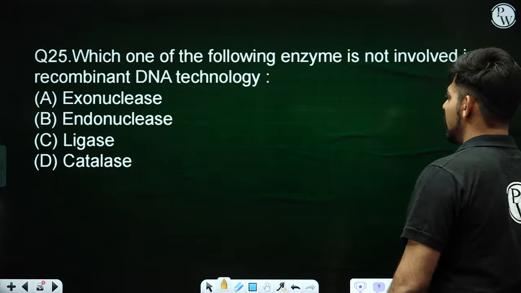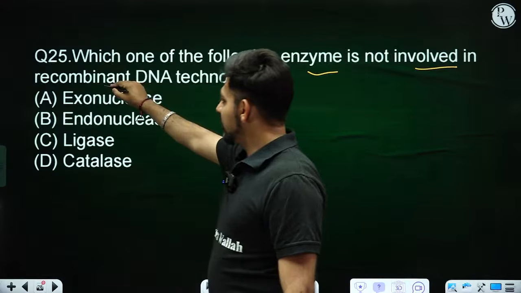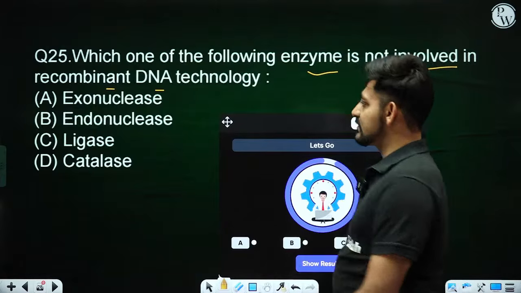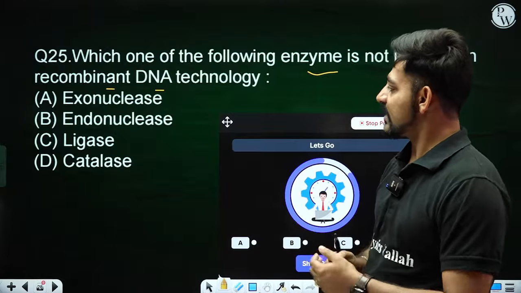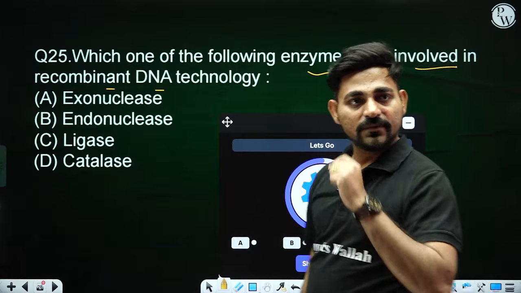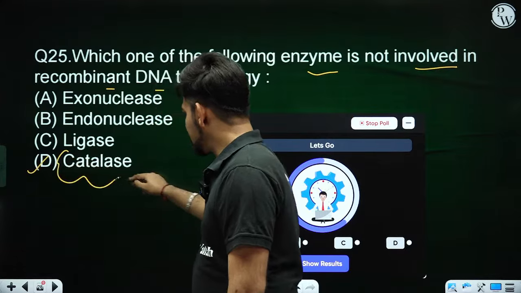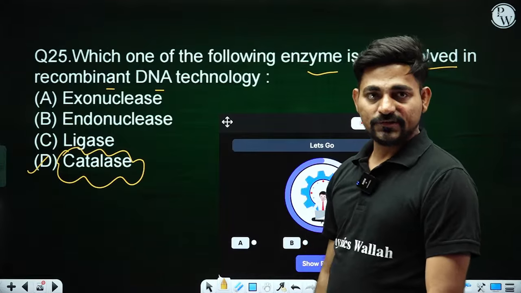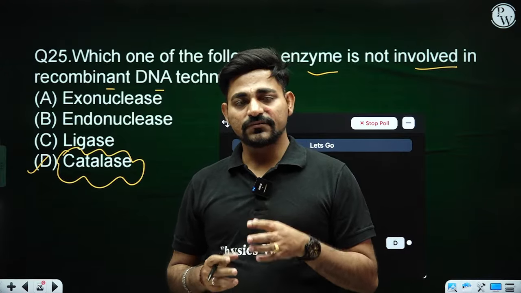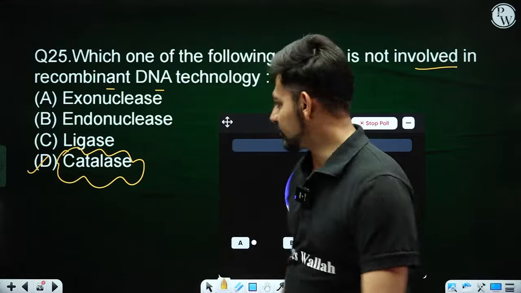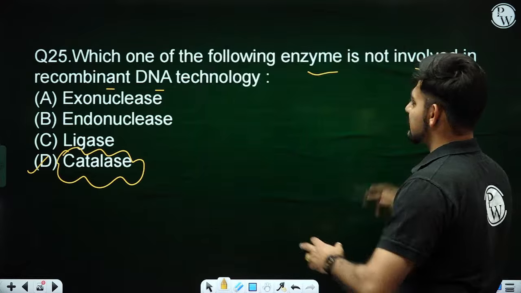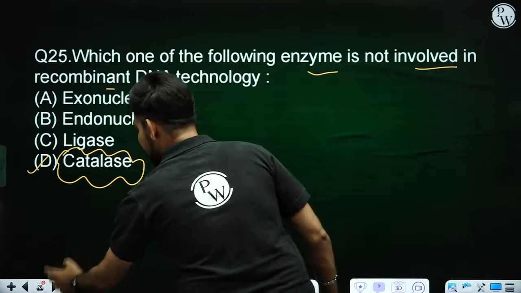Coming to the next question, which of the following enzymes is not involved in recombinant DNA technology? Exonuclease can be used, endonuclease can be used, ligase can be used. Now you tell me, catalase, can you use catalase or not? Okay, already I got the answer from Ayush. That is catalase. Catalase is not used in rDNA technology. Catalase is a normal enzyme produced inside our cells and is responsible for splitting hydrogen peroxide molecules. So here the answer is option D. Catalase is the enzyme which is not used for rDNA technology purposes.